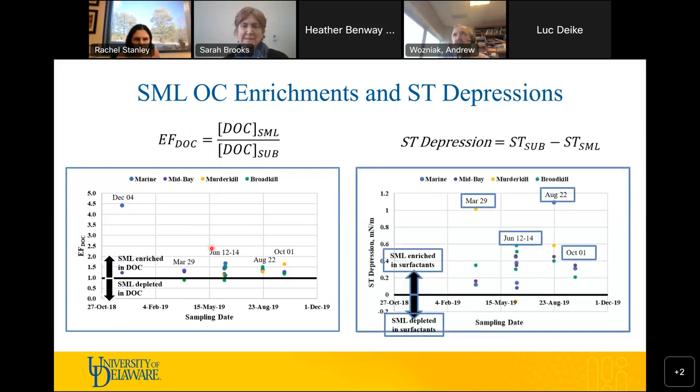We also measured surface tension depressions. And here I'm characterizing surface tension depression as the difference between the surface tension in a subsurface sample and that of the microlayer sample. So a value above zero is a depression by this definition. And again, we see the majority of our samples do show those surface tension depressions. We don't have sufficient data to look for temporal trends, although perhaps there is an indication that we do see higher surface tension depressions in the summertime.